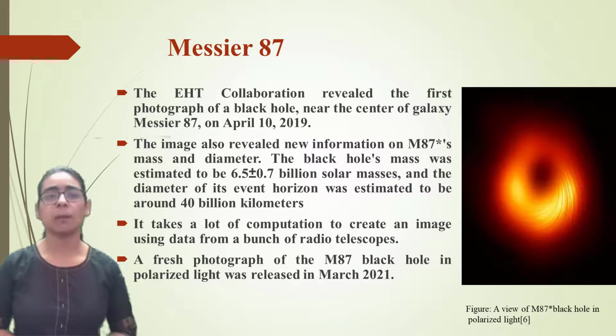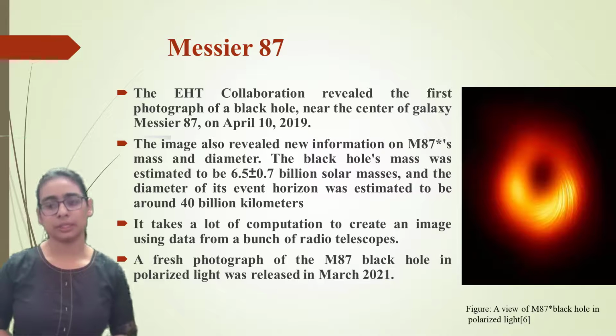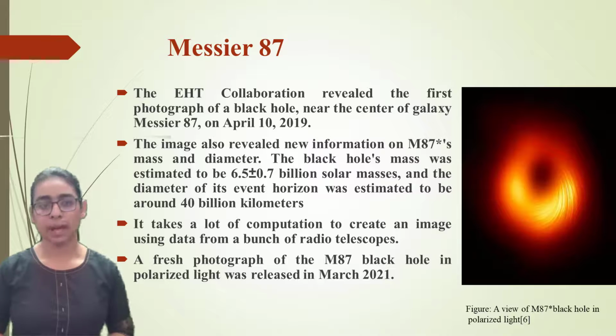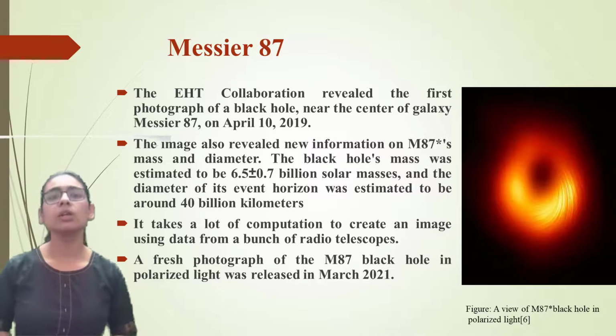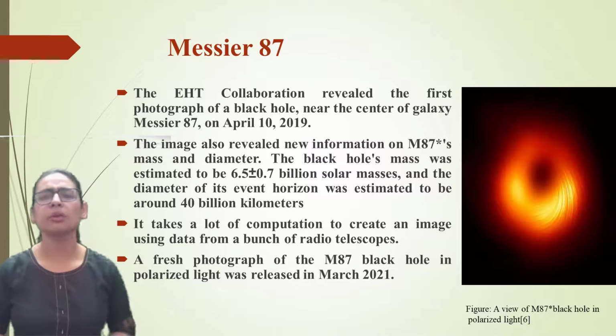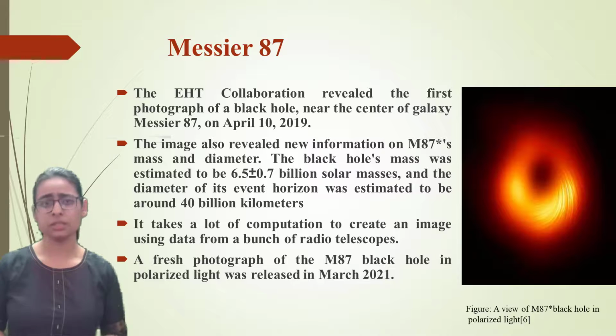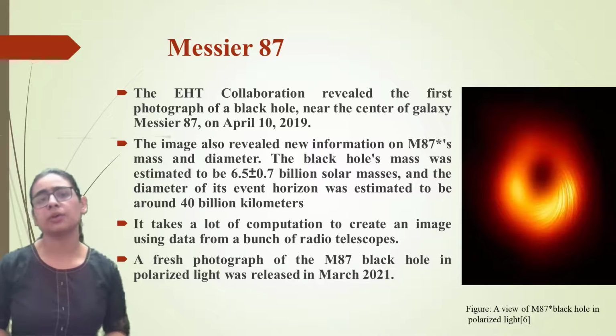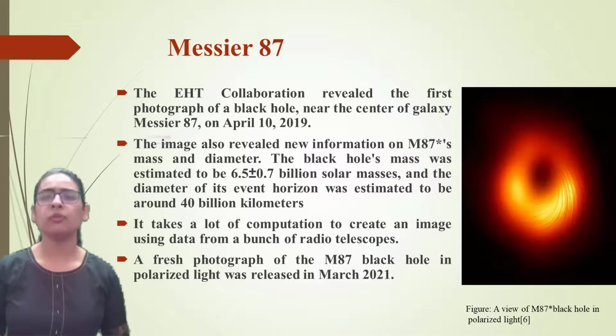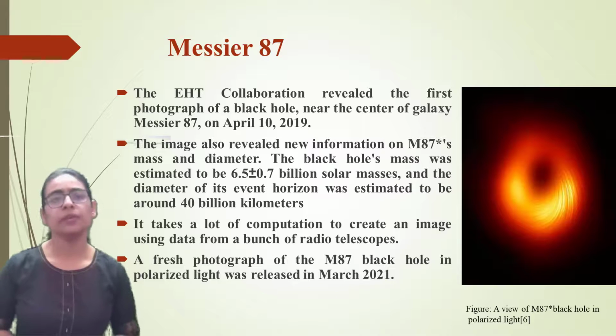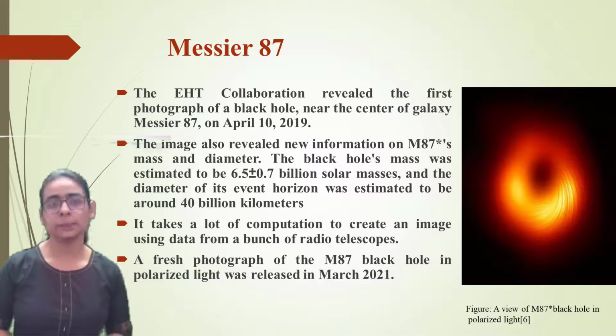The EHT collaboration revealed the first photograph of the black hole near the center of galaxy Messier 87 on April 10, 2019. The image also revealed new information on its mass and diameter. The black hole's mass was estimated to be around 6.5 billion solar masses, and the diameter of its event horizon was estimated to be around 40 billion kilometers. To verify the results' dependability, 4 different teams took the picture.